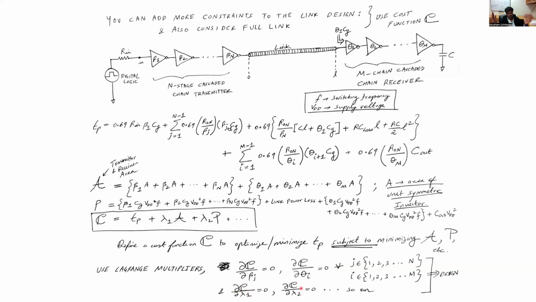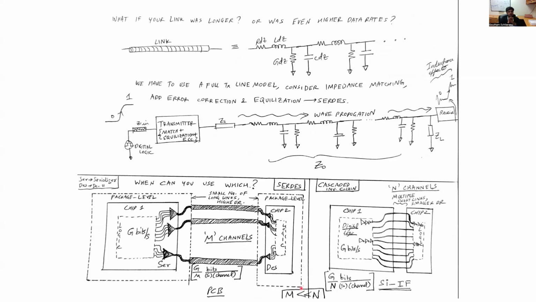So we get a whole set of equations from which we can get the design equations. And from the design equations, and making some assumptions, such as the fact that we start with a unit inverter for beta 1, we can get all the values of beta 1 to beta n and theta 1 to theta m, which completes the design of our entire transmitter and receiver link.